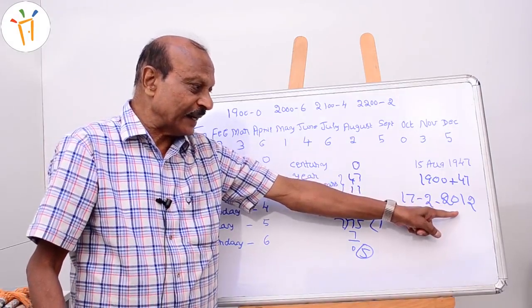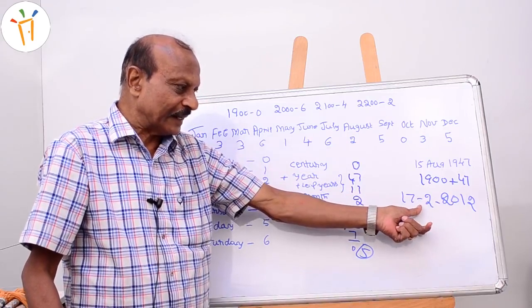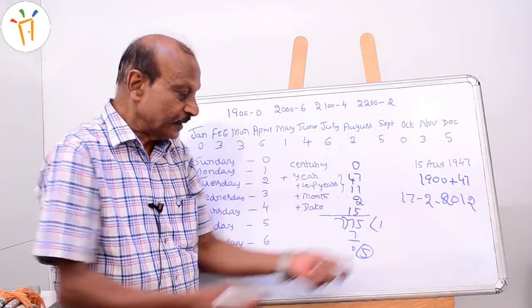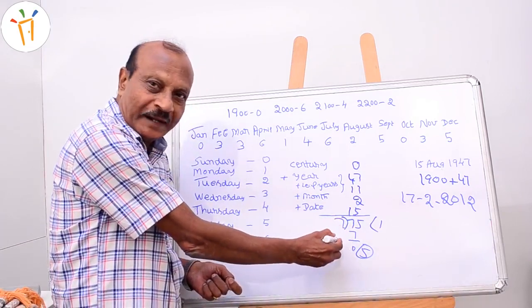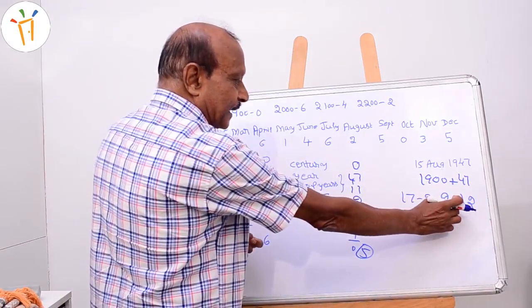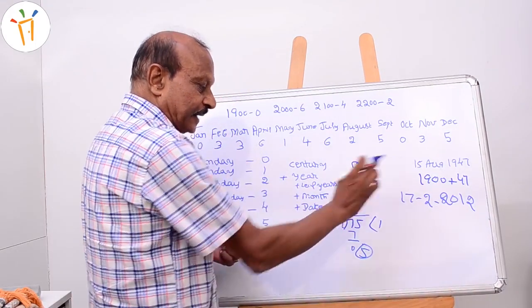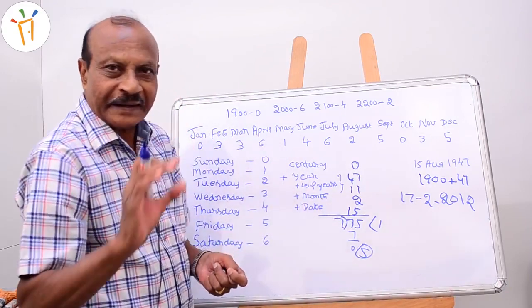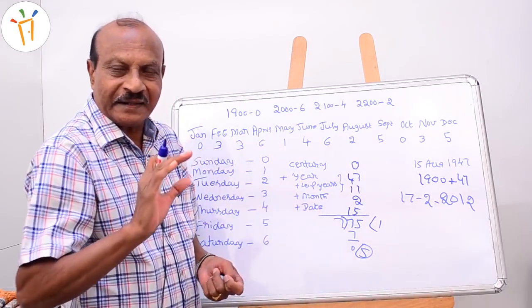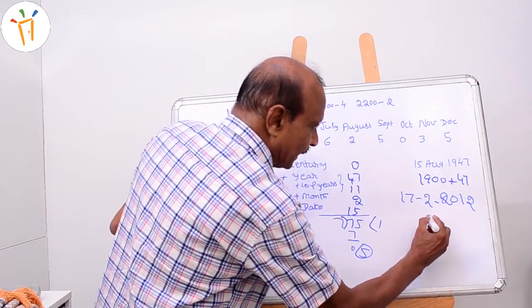If you calculate when it is a leap year, when you are calculating for January or February, then you have to minus 1 from this total. That is the information you have to remember. If the year is a leap year and you are calculating it for January or February, then only you have to minus 1 from the total. Otherwise, there is no necessity. So calculate this. 2012, you can do like this.